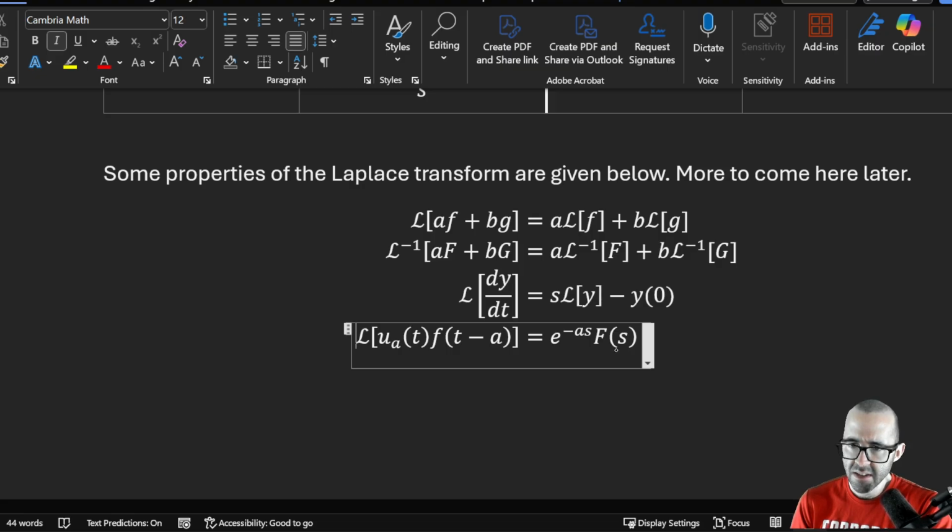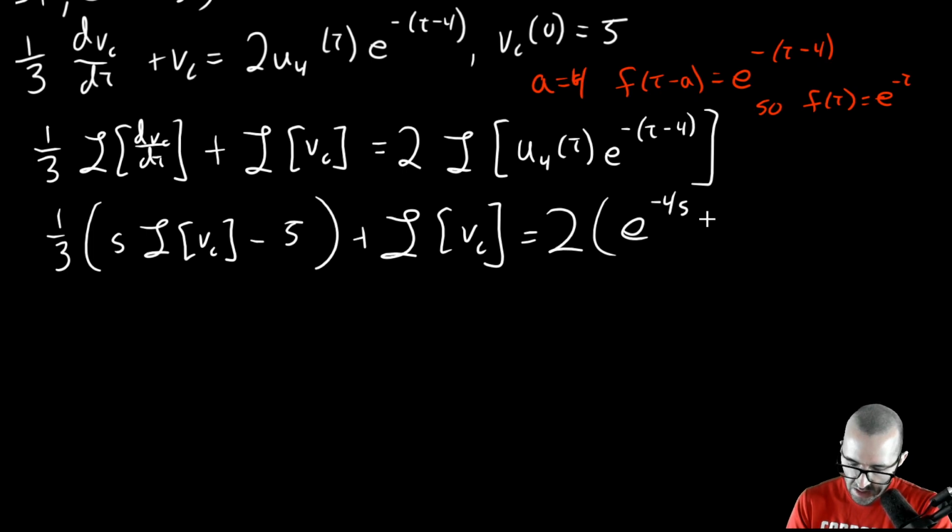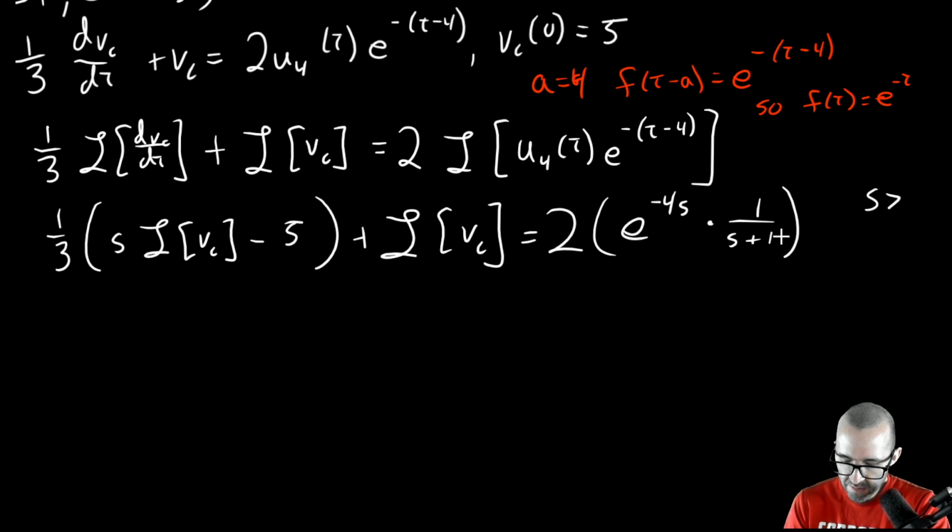What was F of s? F, capital F, remember, was the Laplace transform of f. So it's going to be multiplied by the Laplace transform of f, which we know. The Laplace transform of e to the negative t, that's just a equals negative 1. It's going to be 1 over s plus 1. And again, s has to be greater than negative 1 to use this property.